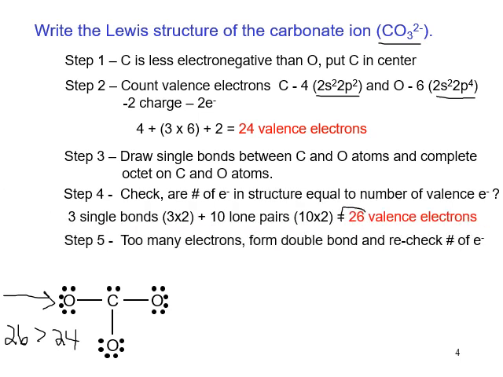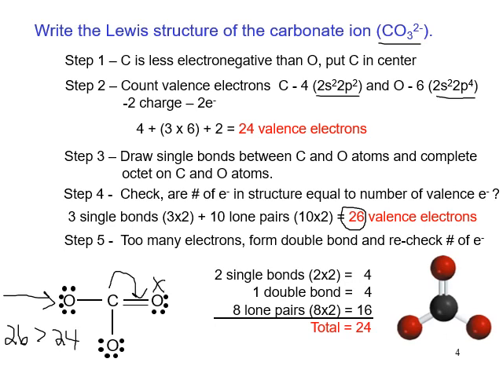So again, there's that 26, so it did not work. Too many, so we must form a double bond and recheck. So form a double bond. Now this is a little bit misleading, thinking that 4 electrons make a single bond, but it doesn't. It's just taking away 2 of the electrons, and then those 2 go down in between here. And there's your double bond.